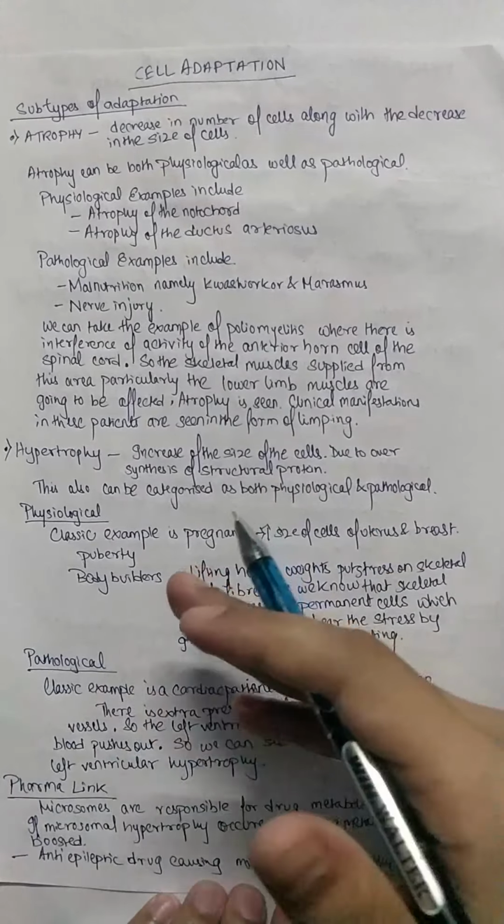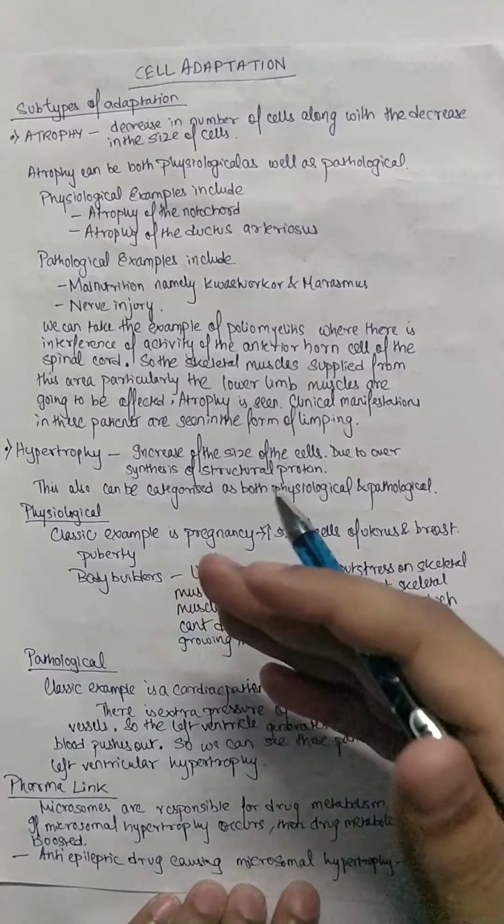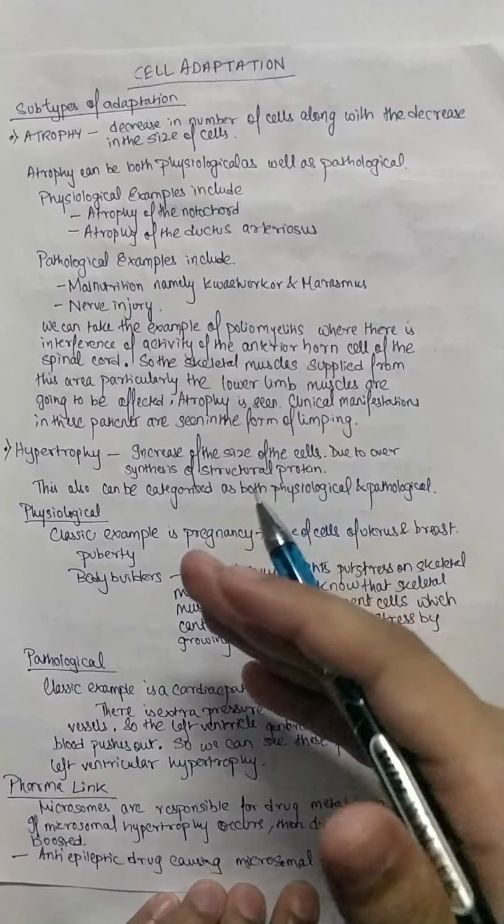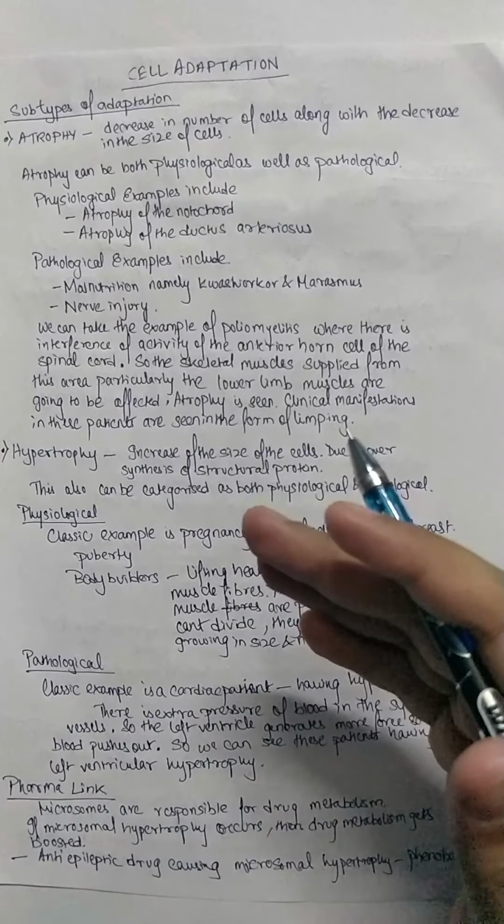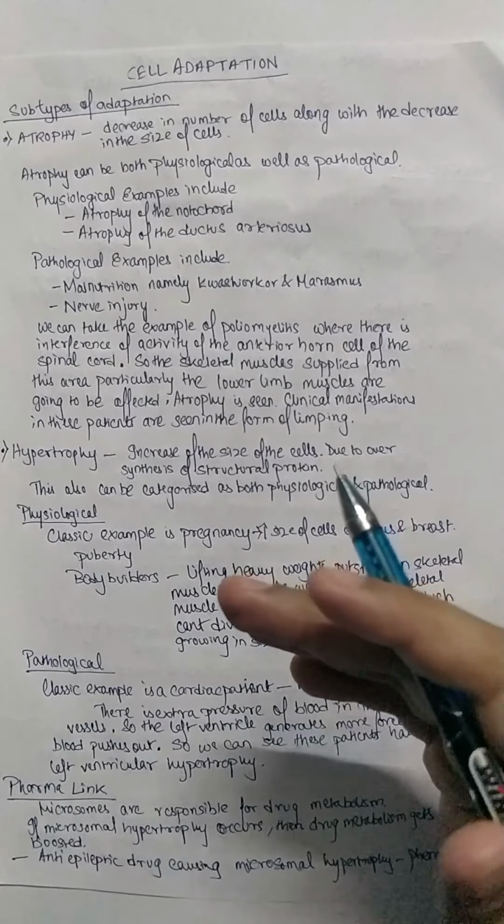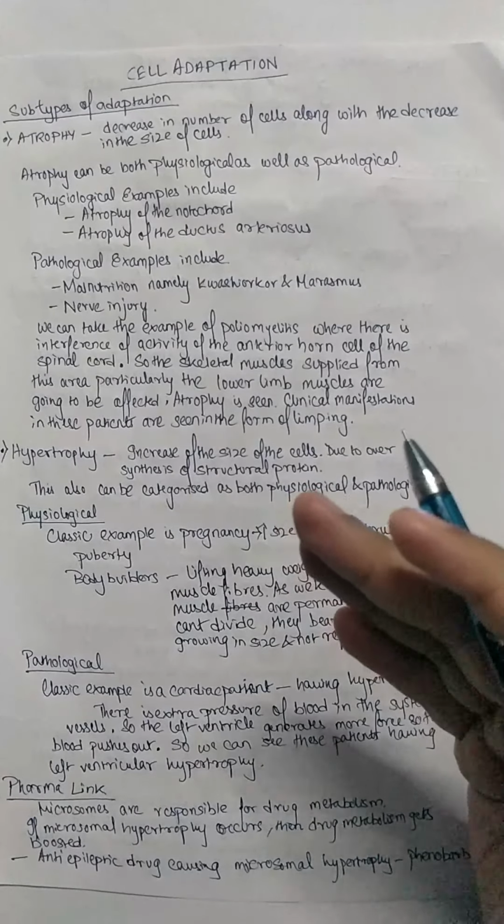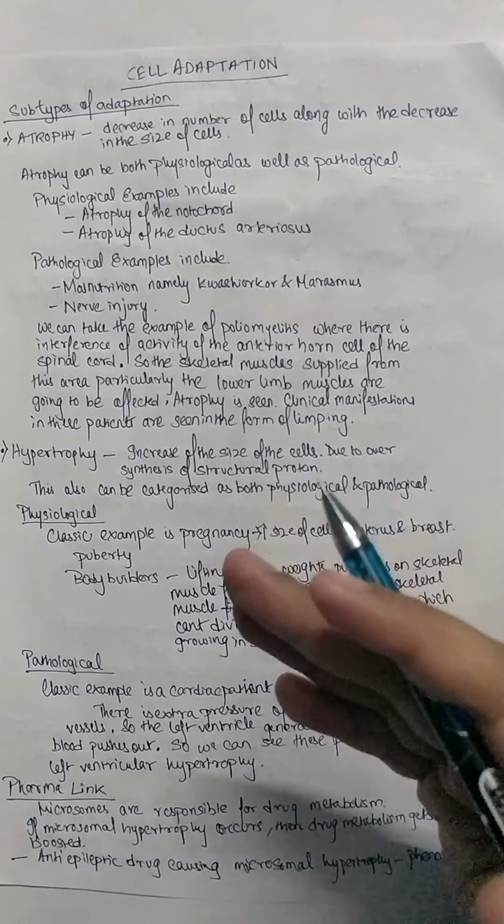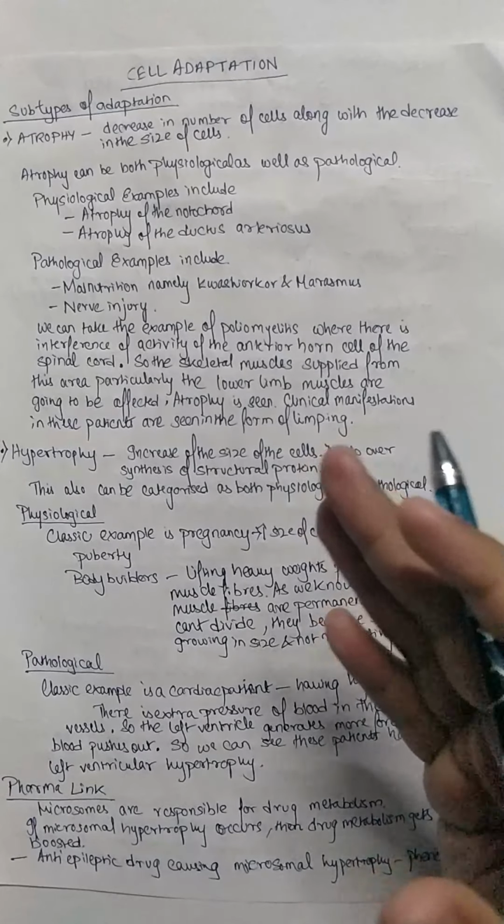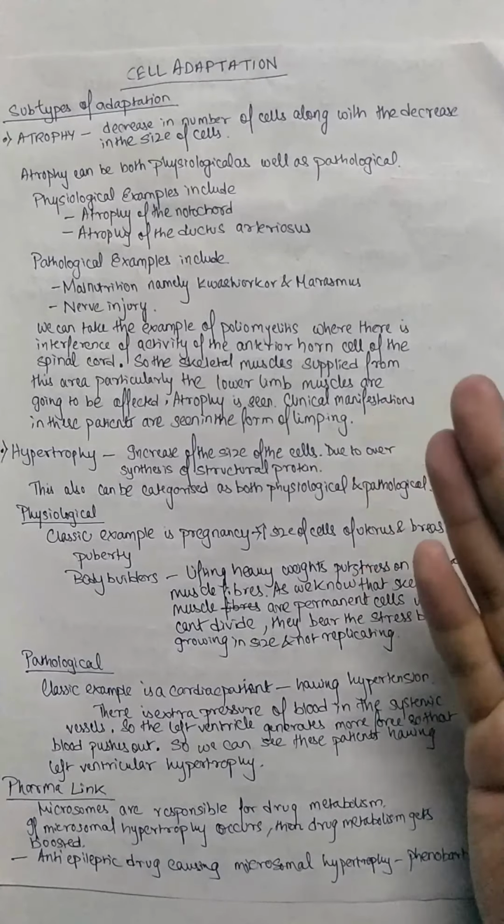So, physiological examples include atrophy of the notochord or atrophy of the ductus arteriosus. Now, the ductus arteriosus is that structure which is present in the fetal life and is not required after the baby is born, so the cells get destroyed. So, this is a physiological example of atrophy.